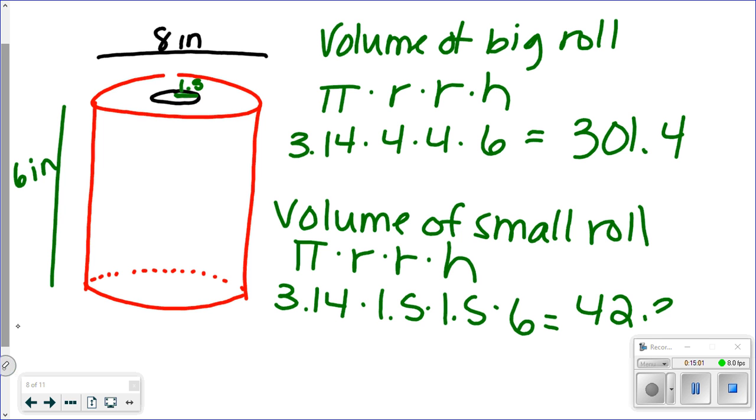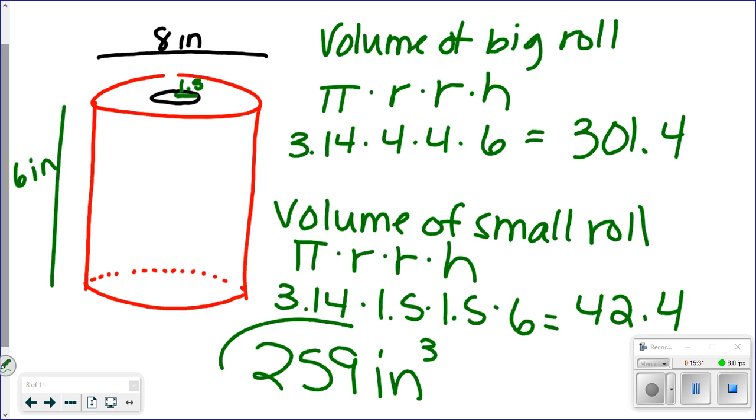This should be 14.4. Looks so far so good? Make sure you're checking your numbers, make sure they correspond with mine. Let me know if I'm wrong, sometimes I'm wrong also, you just gotta tell me. And we're gonna subtract them, we're not adding them this time. Perfect, this is what I got, 259 inches cubed.